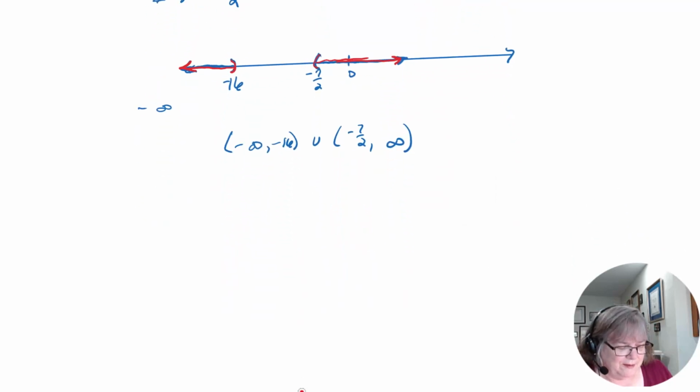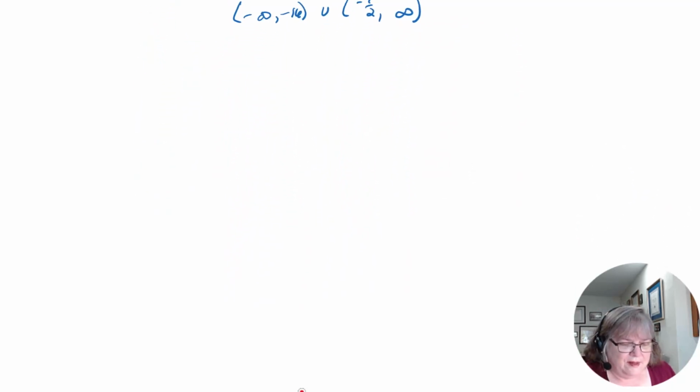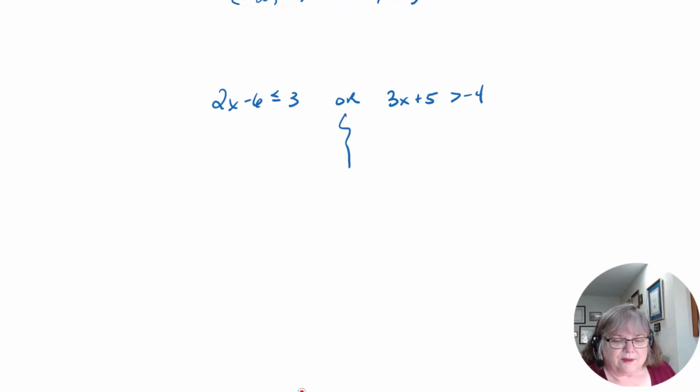Moving on to the next problem. 2x minus 6 is less than or equal to 3, or 3x plus 5 is greater than negative 4. So here we go. Nothing to simplify on the left. So I'm going to add 6 to both sides. 2x is less than or equal to 9. Divide both sides by 2. X is less than or equal to 9 halves.